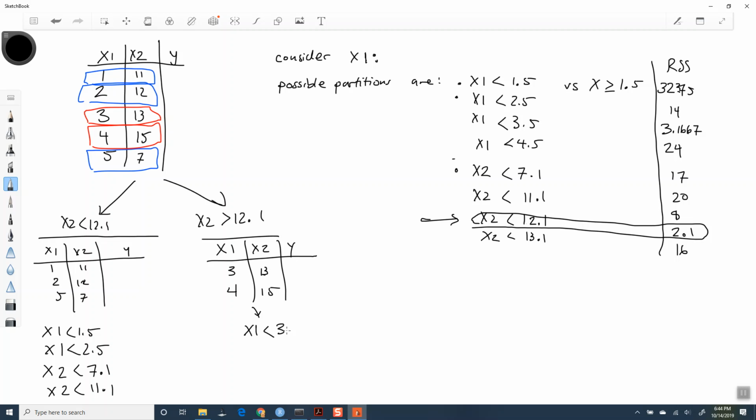x1 less than 3.5, okay? Which is exactly identical to x2 less than, basically 13.1 or whatever, okay? These two happen to be equivalent. I think these two happen to be equivalent as well. x1 less than 2.5 is equal to x2 less than 7.1. I think those two splits are also equivalent, okay?